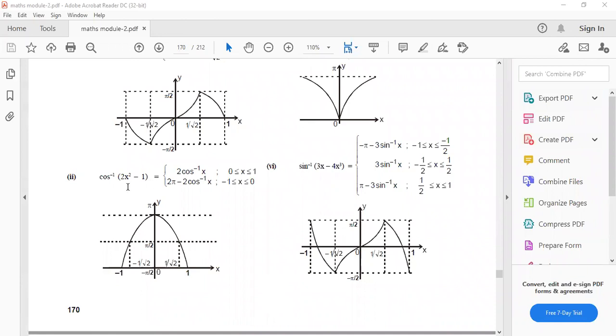Cos inverse 2x square minus 1. Simply, if you put x as cos theta, will this be the formula of cos 2 theta? If x is cos theta, 2 cos square theta minus 1 will be cos 2 theta. Cos inverse cos will get cancelled. You will be left with 2 theta, which is nothing but 2 cos inverse x. Now again, you can see 2 cos inverse x in both the terms. Only the adjustment of the angles is done to take care that the final answer stays in the principal value branch. So this is strongly associated with principal value branch.